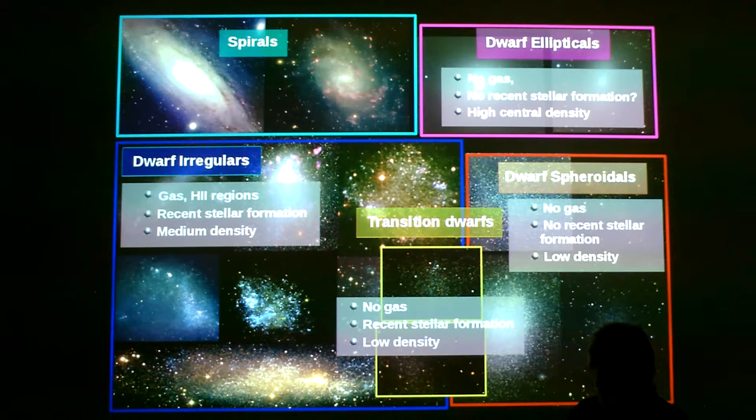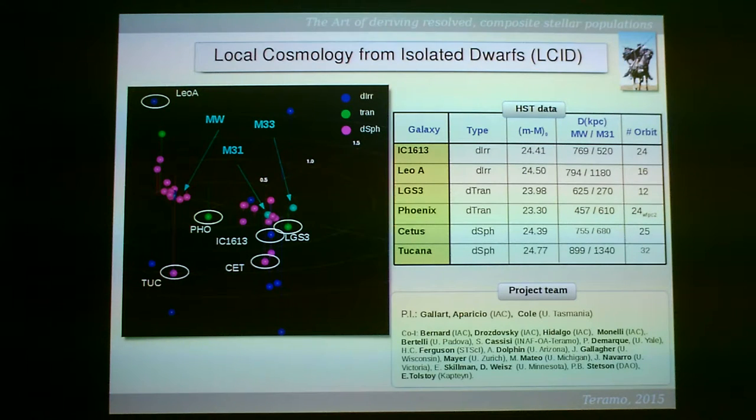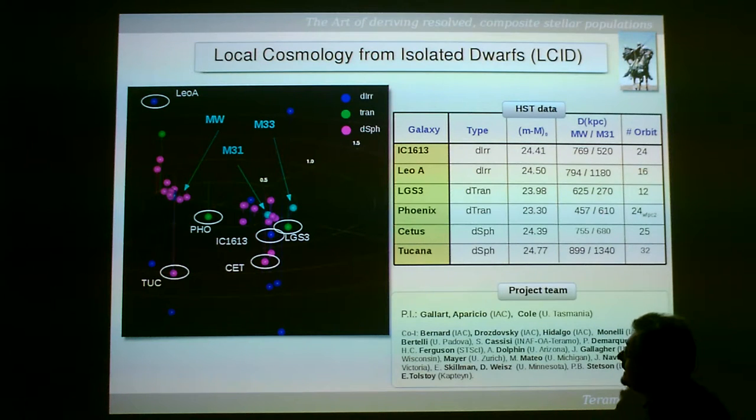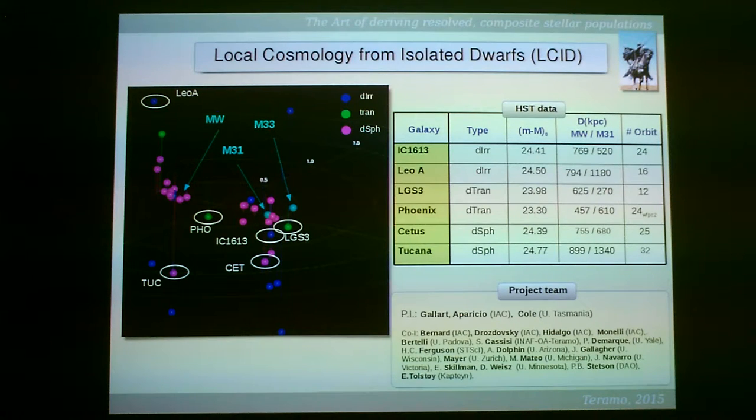So using these different morphological types in the Local Group, we developed the LCID project, which stands for Local Cosmology from Isolated Dwarfs. The intention of this project was to observe 6 isolated dwarf galaxies of the Local Group: 2 dwarf irregulars, IC 1613 and Leo A, 2 transition galaxies, LGS3 and Phoenix, and 2 spheroidals, Cetus and Tucana. Observing with HST, look at the number of orbits to observe these galaxies. We isolate them because we want to analyze them as free as possible of environmental effects, mostly from M31 and the Milky Way. And this is the project team.